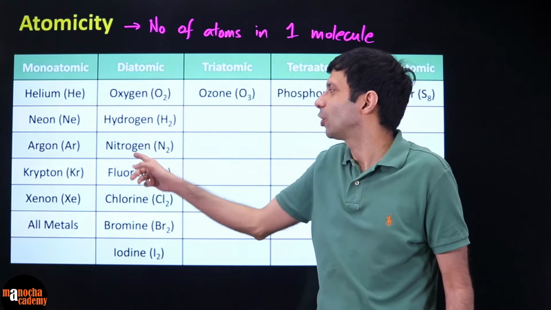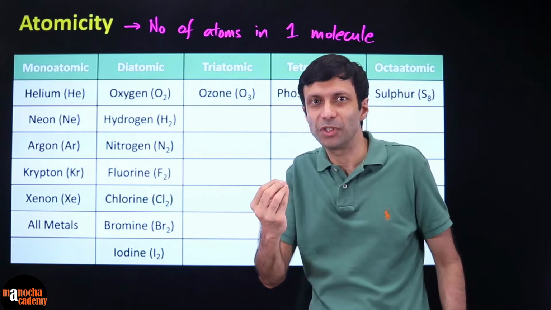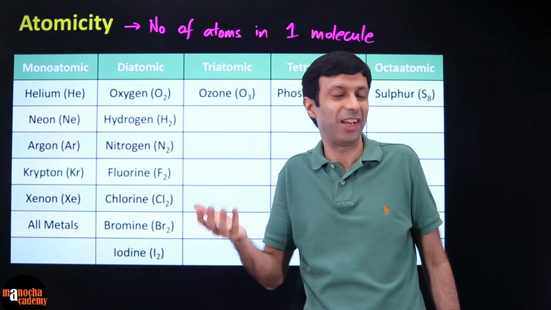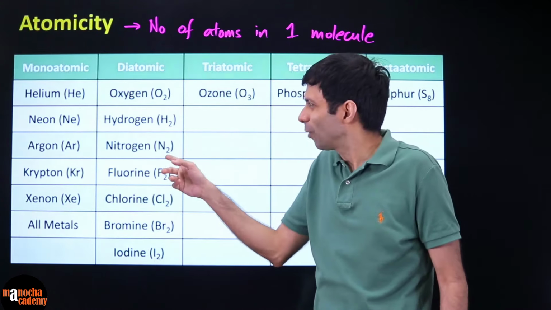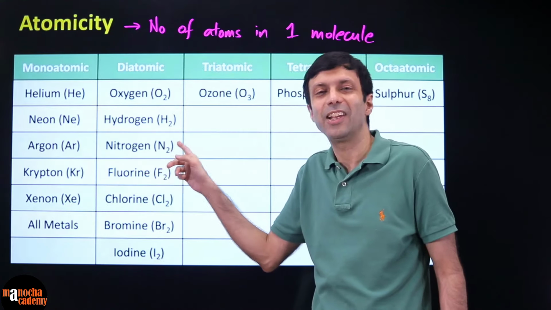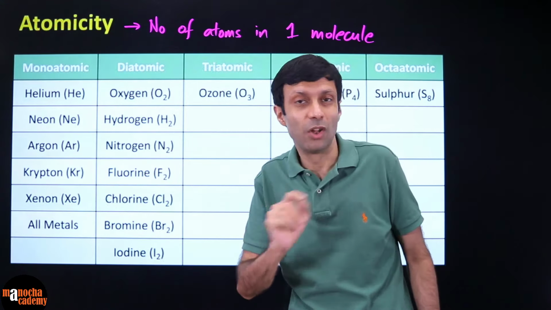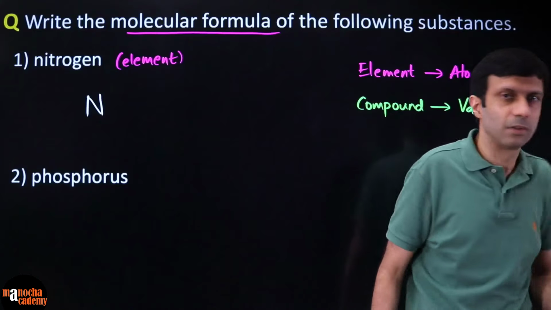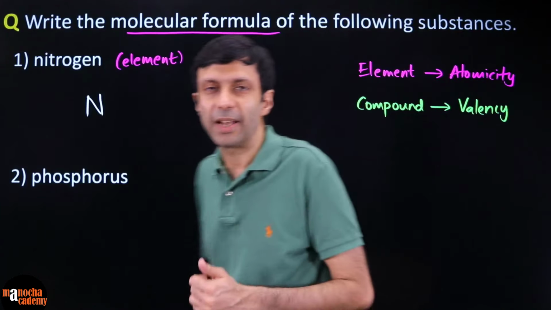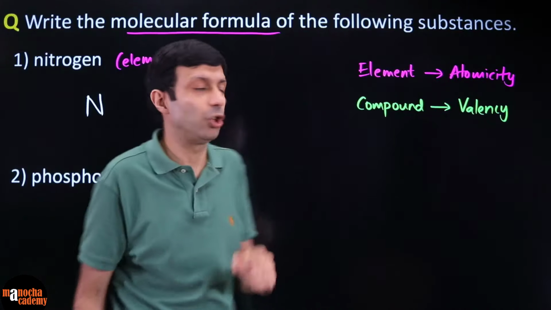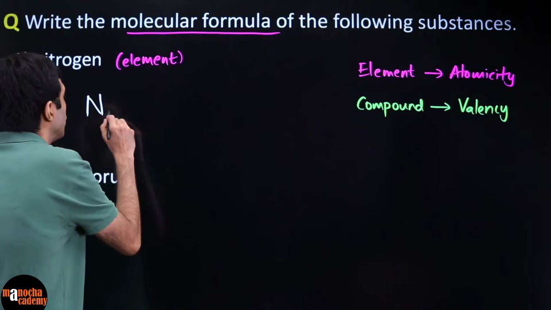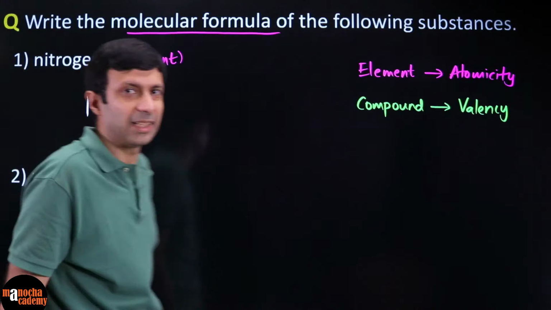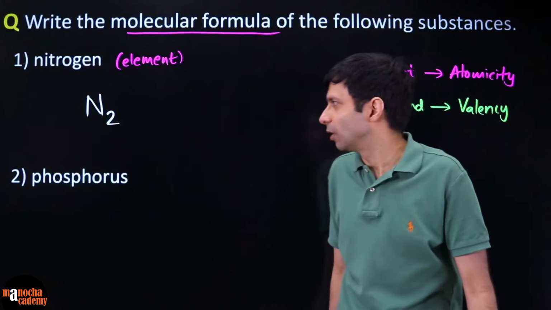Nitrogen is diatomic. That means one molecule of nitrogen. There is nitrogen in your room because 78% of air is nitrogen. So every molecule of nitrogen contains 2 atoms. So it is N2, not N. So excellent. Many of you have given the correct answer. The answer is going to be N2 over here. One molecule containing 2 atoms. It is diatomic.